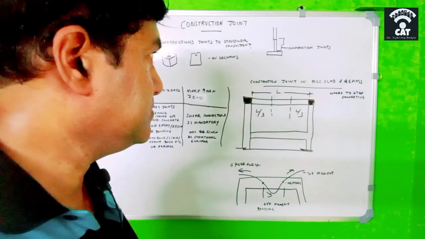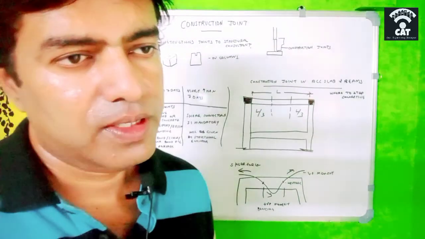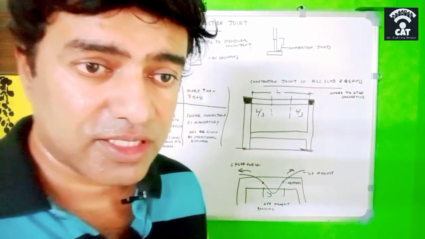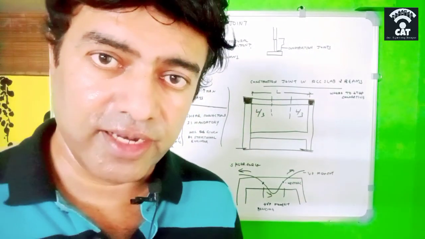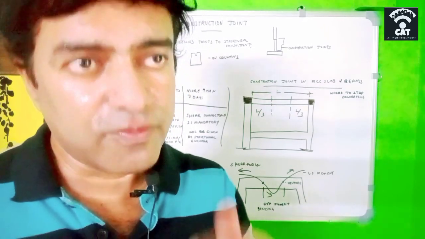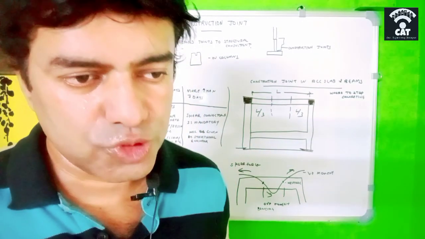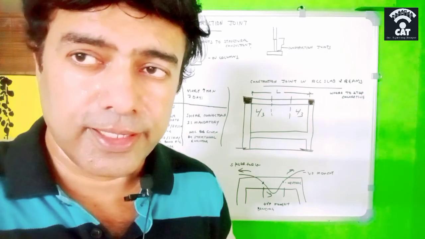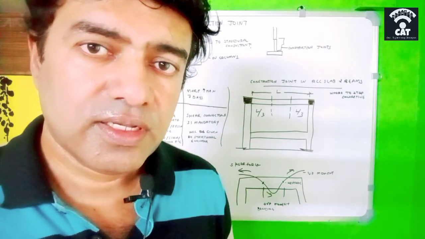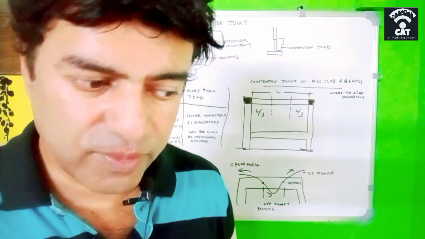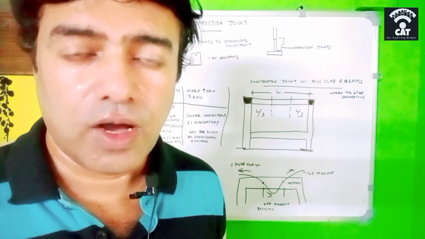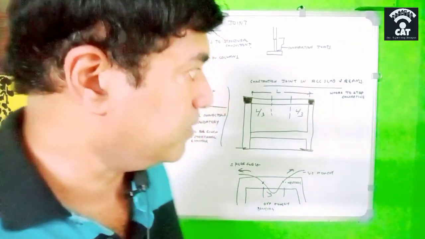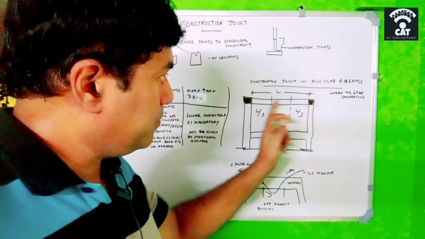Now, if we are going for a planned construction joint, like I said before, an intentional construction joint, where we know that the concrete has to stop at a particular line, and the next day or within hours, the next concrete has to start from that line. So how can we define that line? For example, this is the slab, suppose.